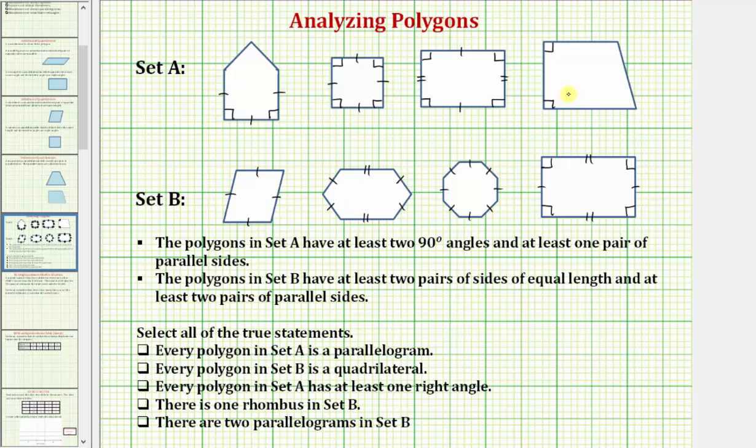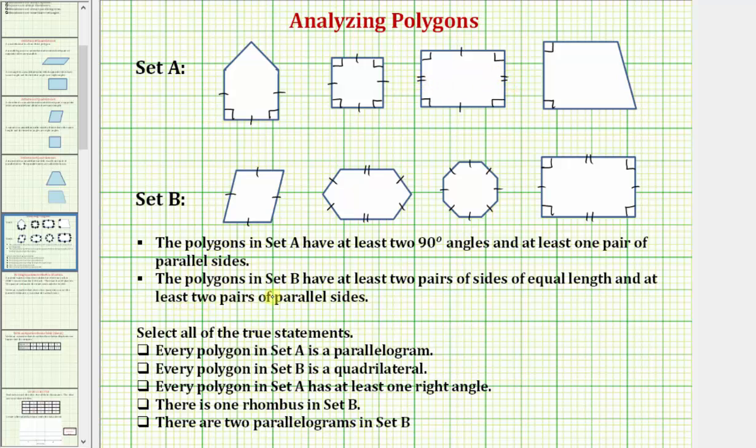We're also given additional information about the lengths of the sides indicated by the tick marks. For example, in this polygon here, because these three sides have a single tick mark, that means these three sides have the same length. Here, all four sides have the same length, and here, the opposite sides have the same length. This side has the same length as this side because both sides have a single tick mark, and this side has the same length as this side because both sides have two tick marks.